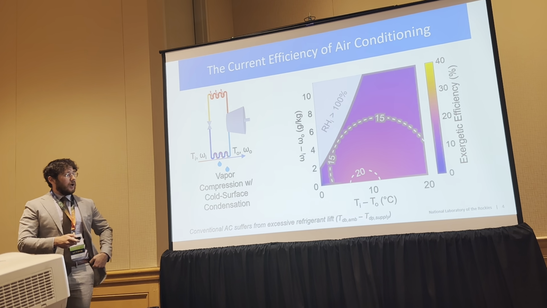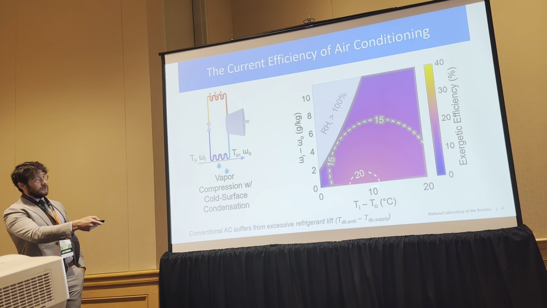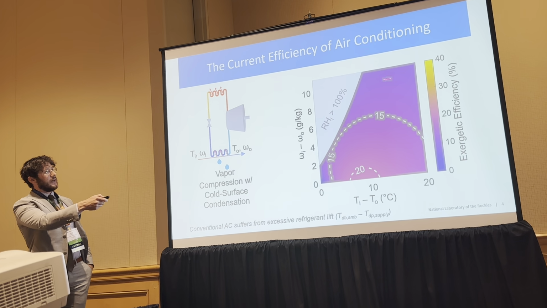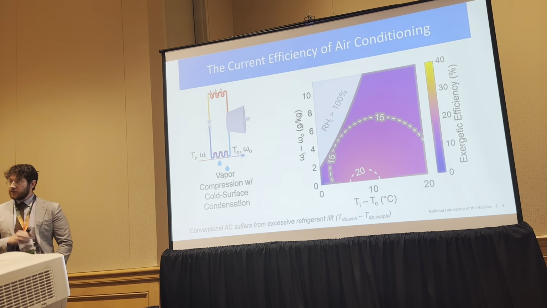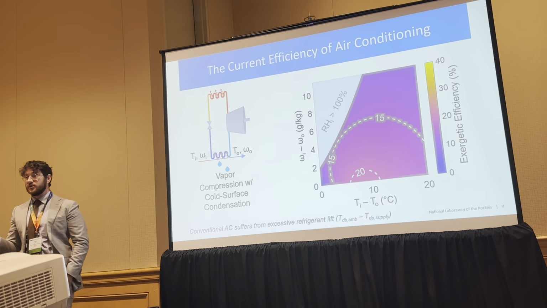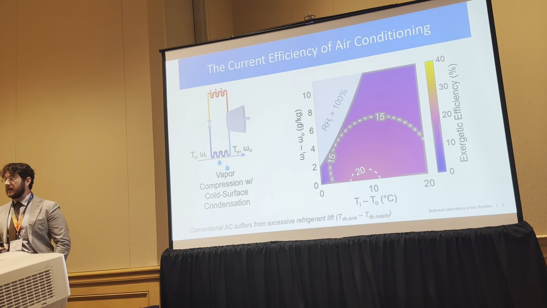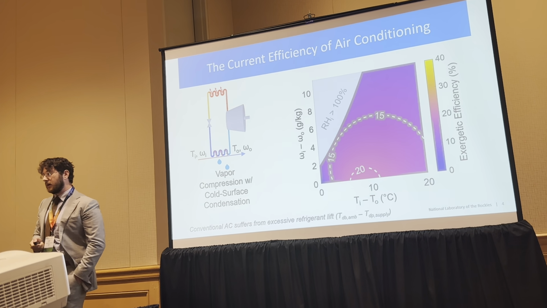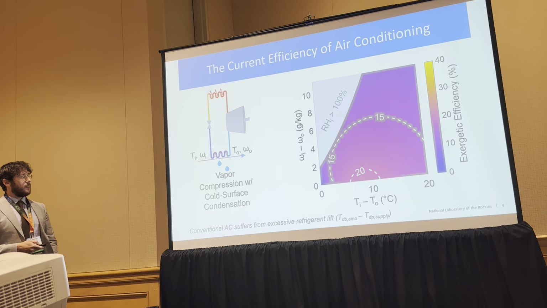So we can see that a conventional air conditioner is as high as 20% exergetically efficient, but in some cases, when we're really far at these unfavorable conditions, we have really low efficiencies, around 1 or 2% exergetic efficiency. So very low efficiencies with a conventional air conditioner. So how do we improve that?